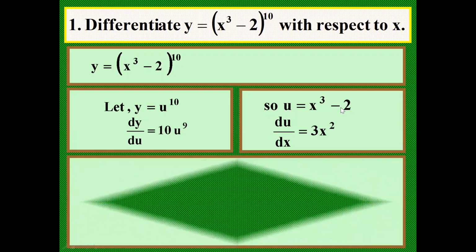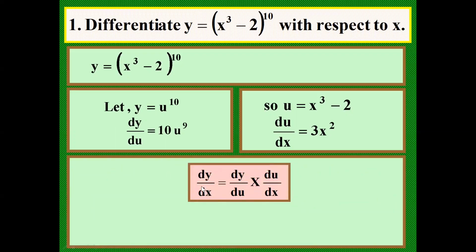All right, then we are going to put them into the rules. Okay, the chain rule. So we are going to take our dy over du and your du over dx, and we are going to put them together. So in the place for dy over du, we will put 10u to the power of 9, and in the place for du over dx, we will copy down 3x squared.